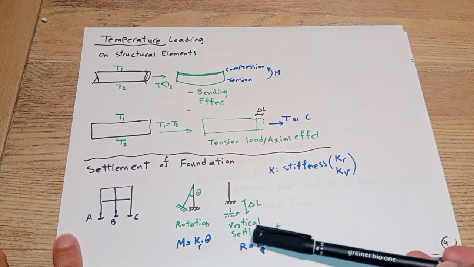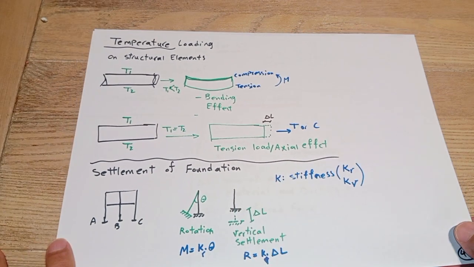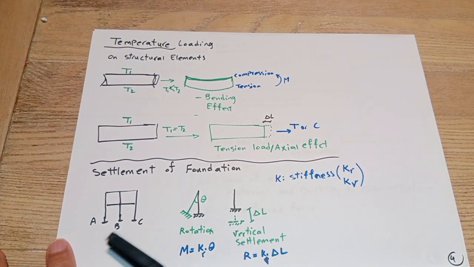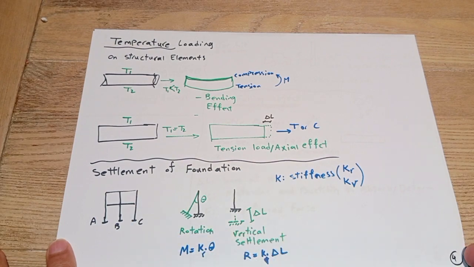So in this case, we can have a reaction on the structure, and that is a type of loading on the structure. Let's say if A, B, C, in any of these, we have any settlement in rotation or vertical or in compression, we will have load in other elements.